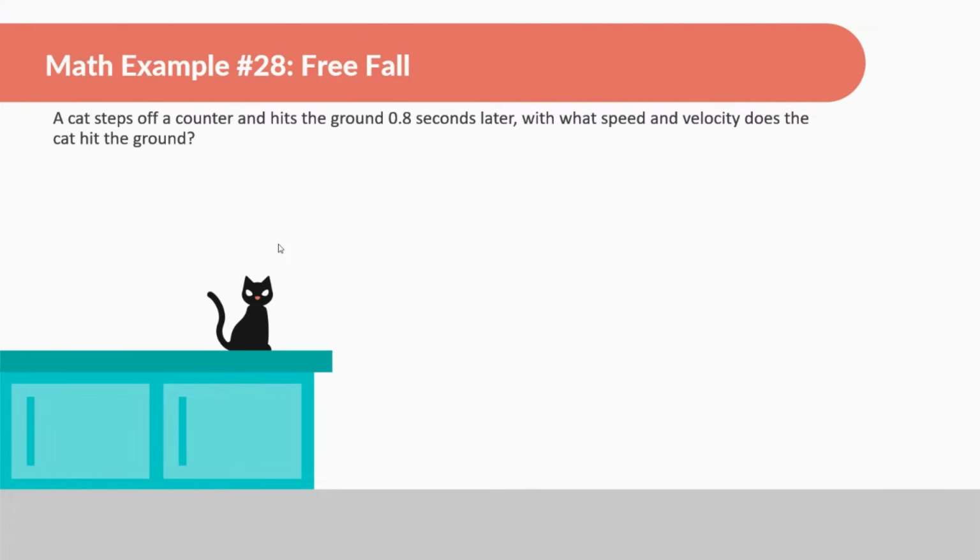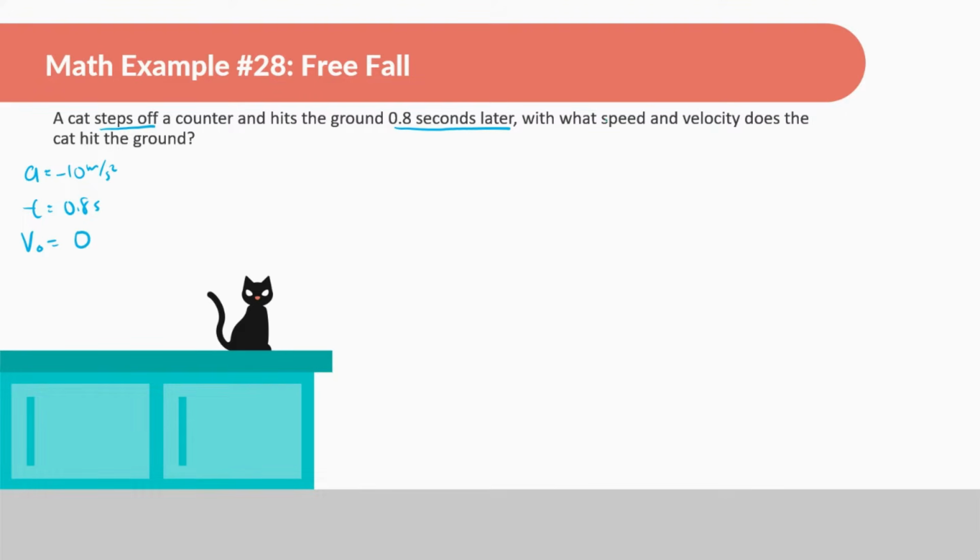A cat steps off a counter and hits the ground 0.8 seconds later. With what speed and velocity does the cat hit the ground? Again, that's an important piece of information, 0.8 seconds. And we'll say steps off. When we're doing this, we always want to start with acceleration. It's a free fall problem, so negative 10 meters per second squared, a free given variable. Time is 0.8 seconds. And since it's stepping off, the initial velocity is 0.